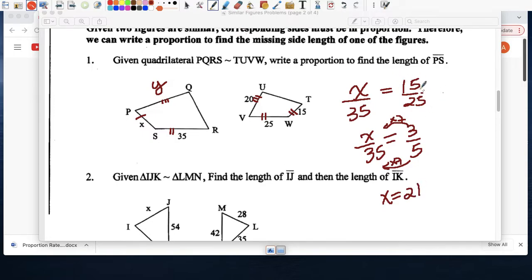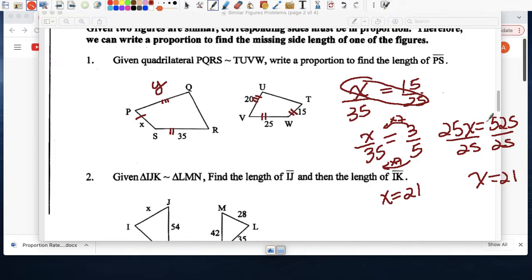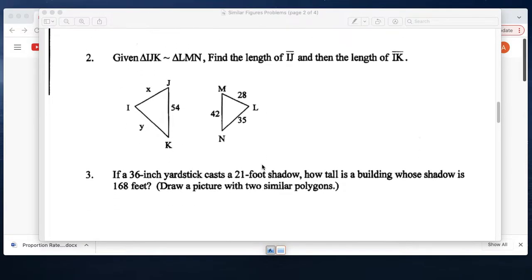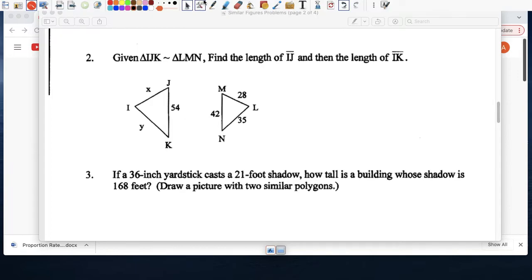Or if you didn't want to do that, you can cross multiply. So you can cross multiply this. X times 25 is 25x. And 35 times 15 is, I don't know, 525. Divide both sides by 25. And then x equals 21. Get the same exact answer. So, really up to you. Again, corresponding sides. This one's a little bit simpler.